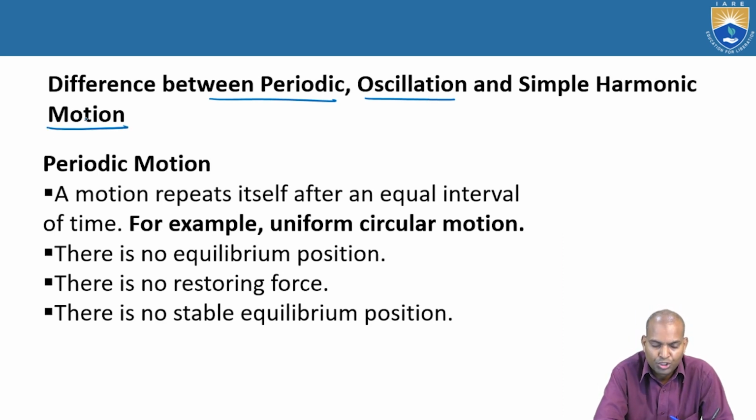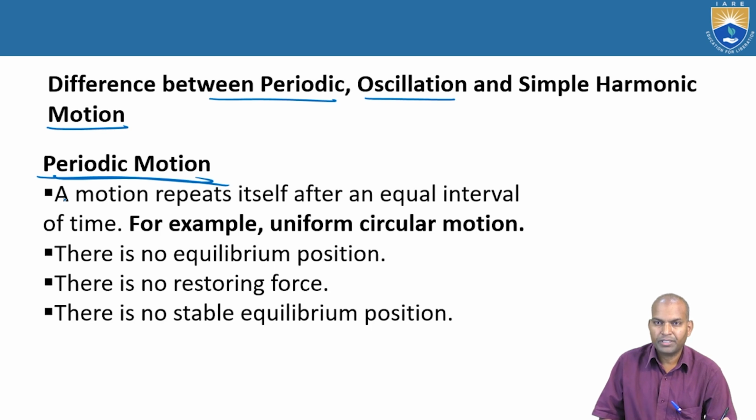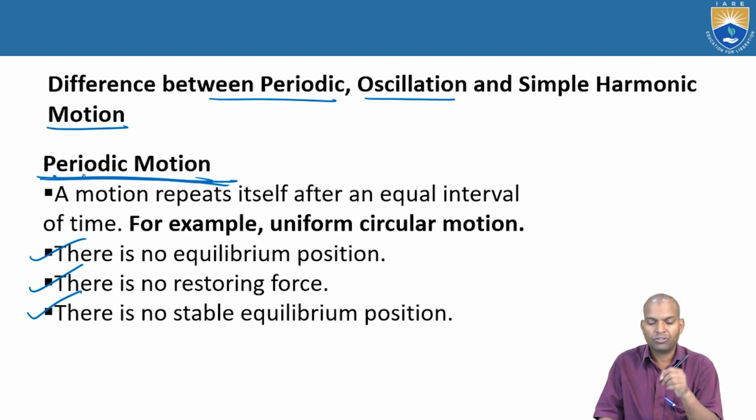Here the periodic motion, examples of periodic motions are uniform circular motion. Here a motion repeats itself after equal intervals of time. Then the motion of those oscillations are under periodic motion. Now here there is no equilibrium position, there is no restoring force, and there is no stable equilibrium position for a periodic motion because it continuously oscillates.